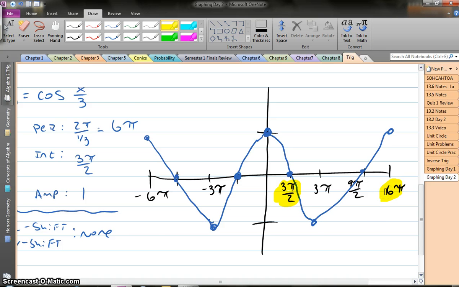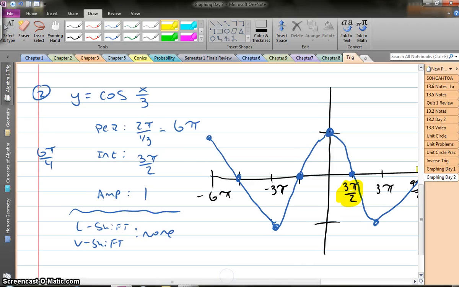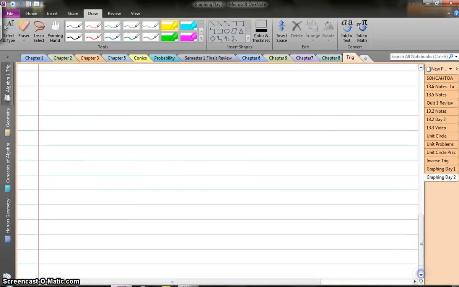All right, let's keep plugging along. Okay, so now that we've done two examples looking at our intervals, let's incorporate these shifts. So example 3, y equals the sine of x minus pi over 2. X minus pi over 2.